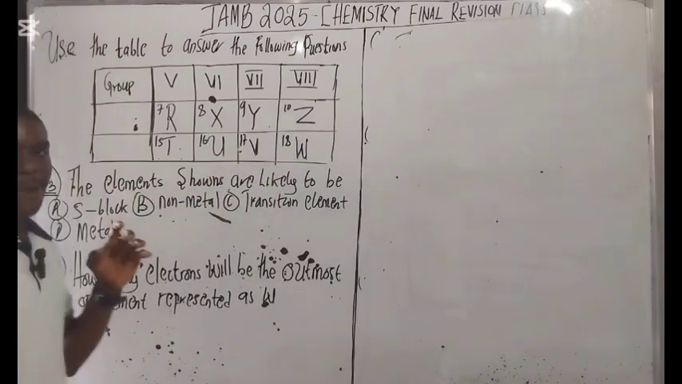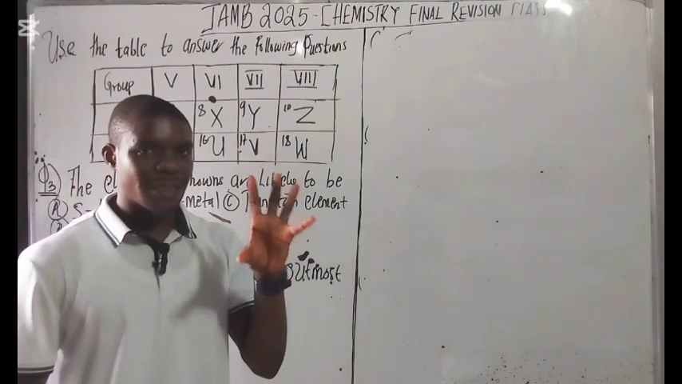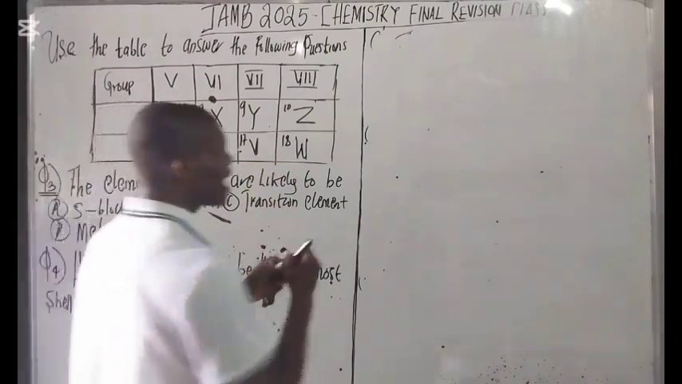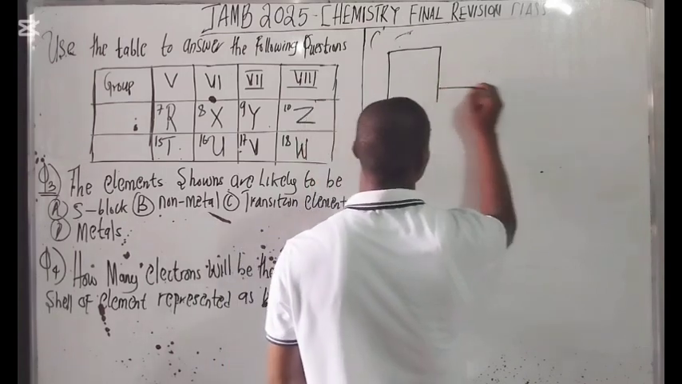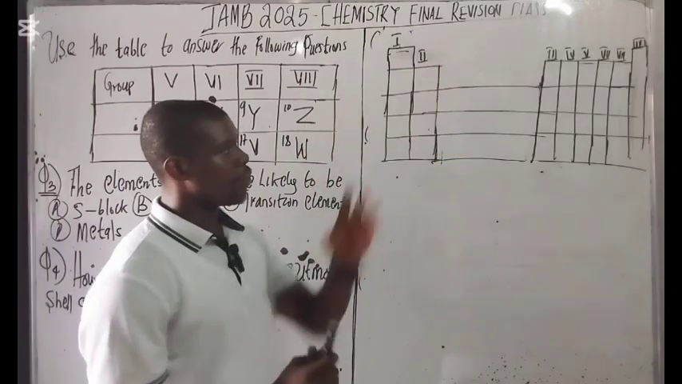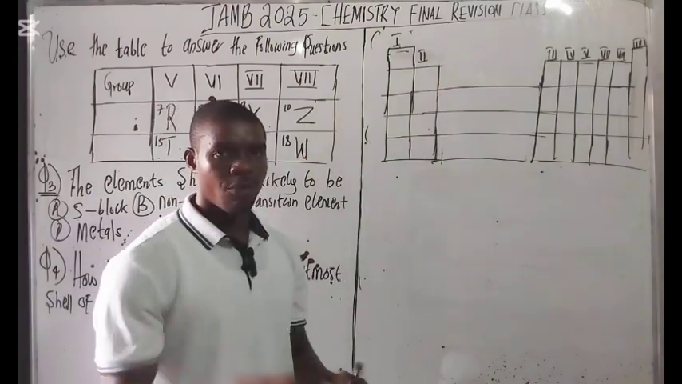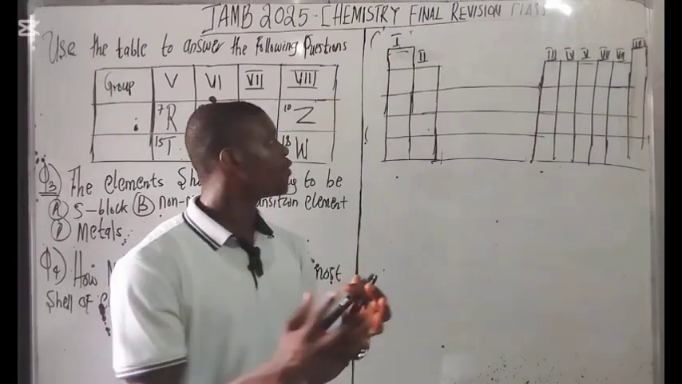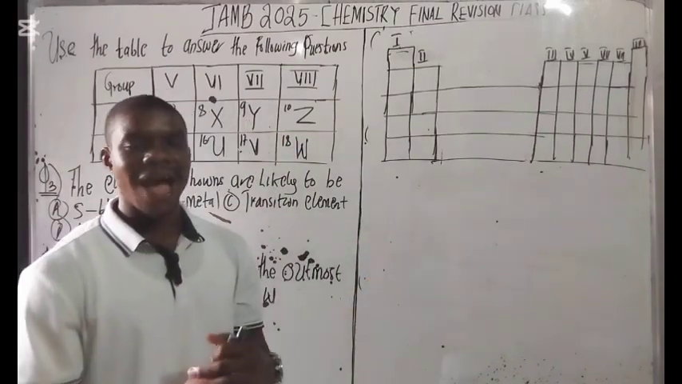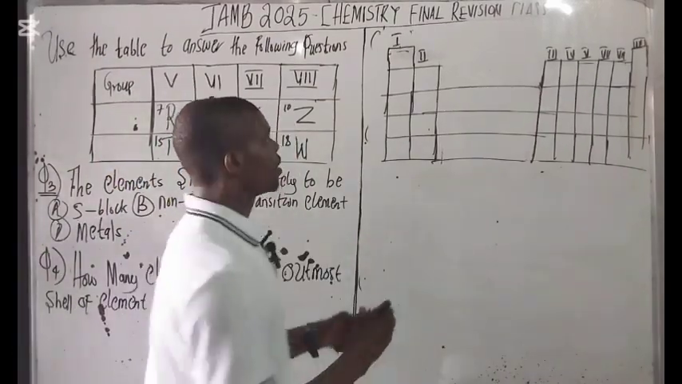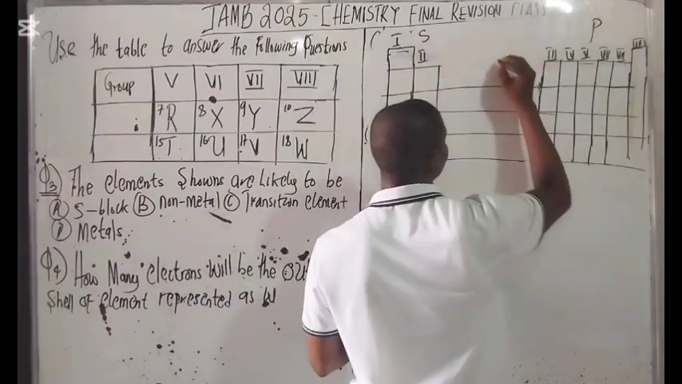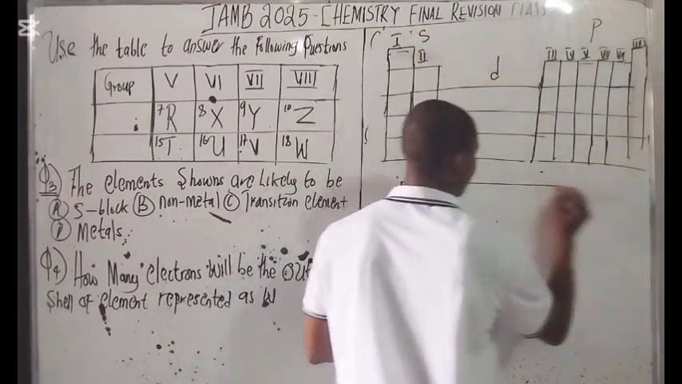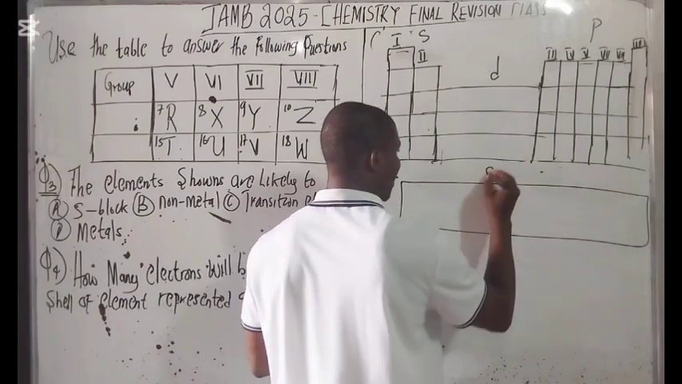Element W is 18. If you look at the periodic table very well, you know what the periodic table looks like. Let me just give you a sample of the periodic table. Yes, this is a sketch of the periodic table here. Now the periodic table has 4 main blocks: the S block, the P block, the D block, and the F block.